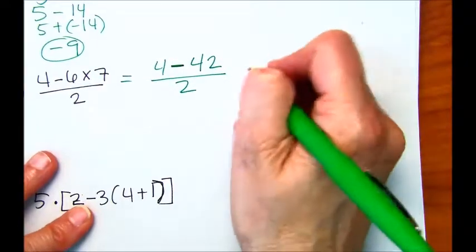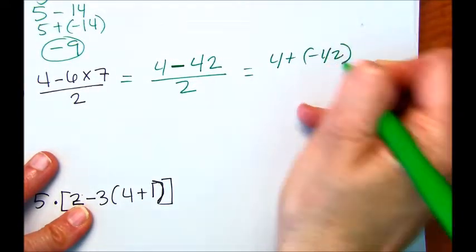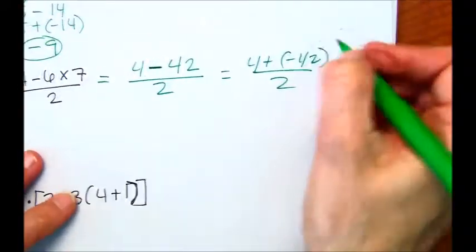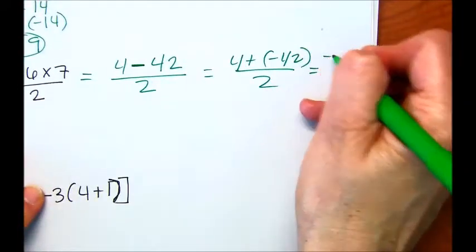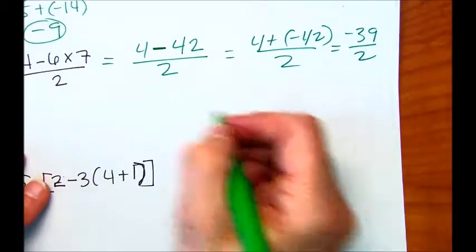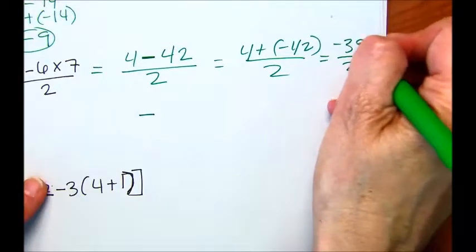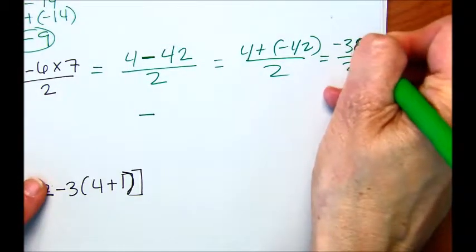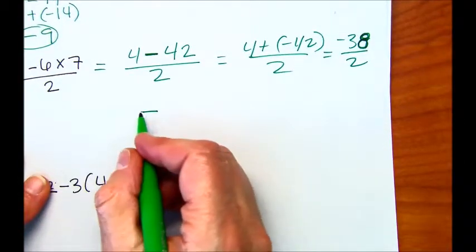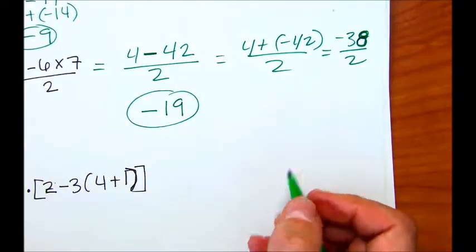And this is the same thing as 4 plus negative 42, which is going to give you negative 38. Now you could divide. You're going to get negative 19, not 9. 38 divided by 2 should give you negative 19.